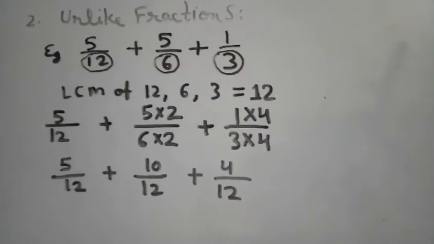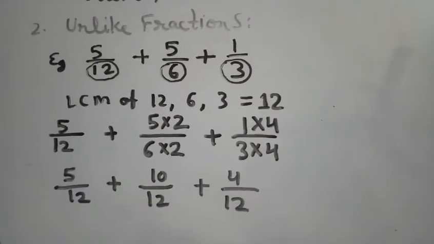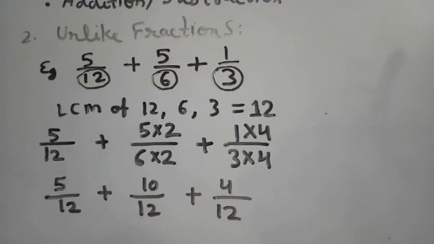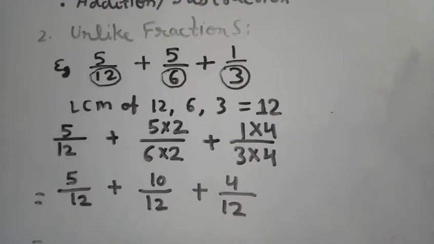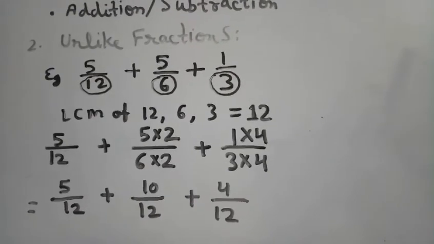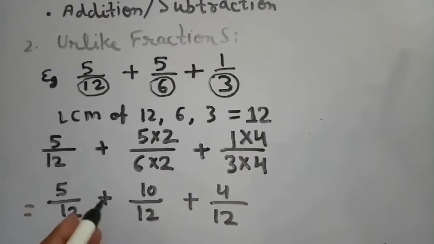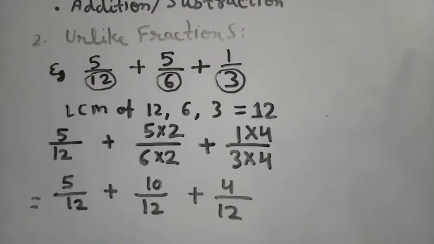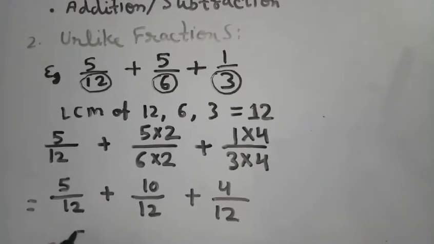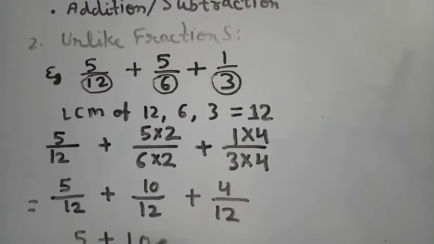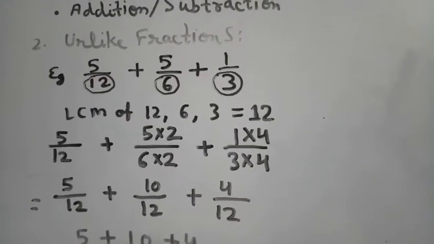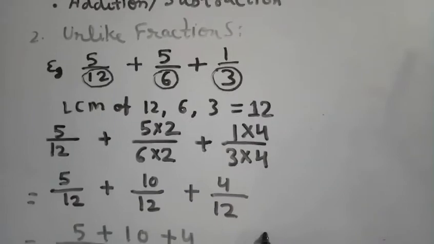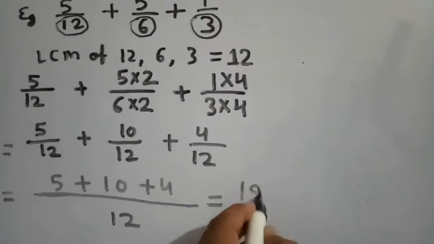Now second step, add or subtract the numerators. Now taking 12 as LCM, and all these fractions are in positive form, so we add. Then 5 plus 10 plus 4. The correct answer is 10 plus 4 is 14, plus 5 is 19 upon 12.